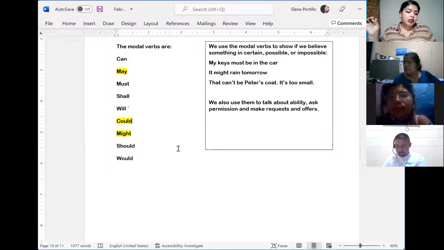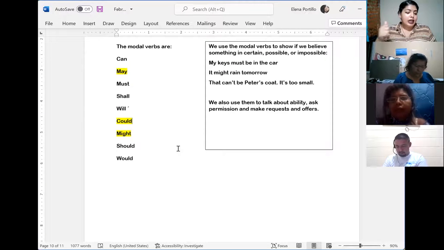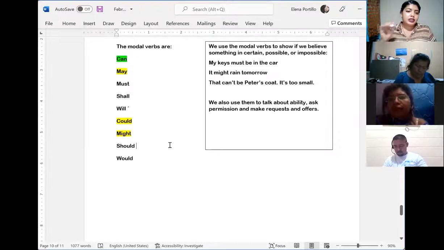It can be very cold here in winter. It is sometimes very cold here in winter. You can easily get lost in this town. People often get lost in this town. So in this case, we use may, could, and might for something that is possible, but is not certain. Can, we are going to use it for general statements about what is possible.